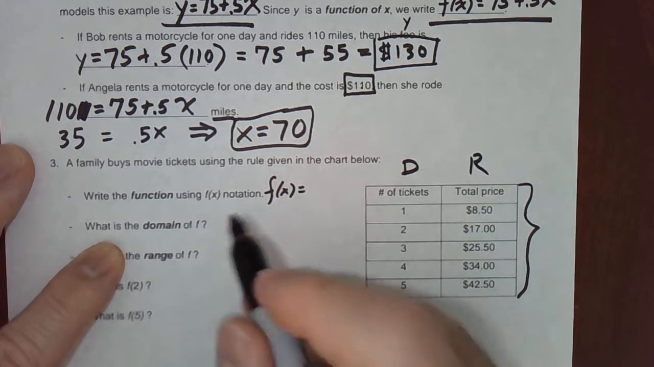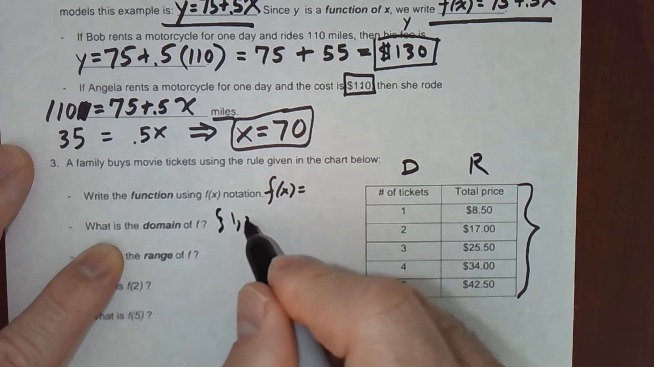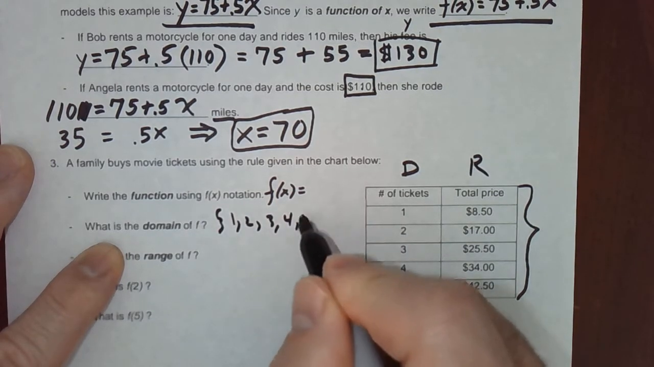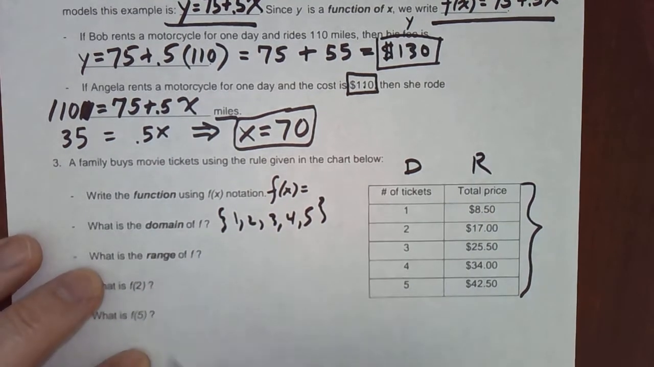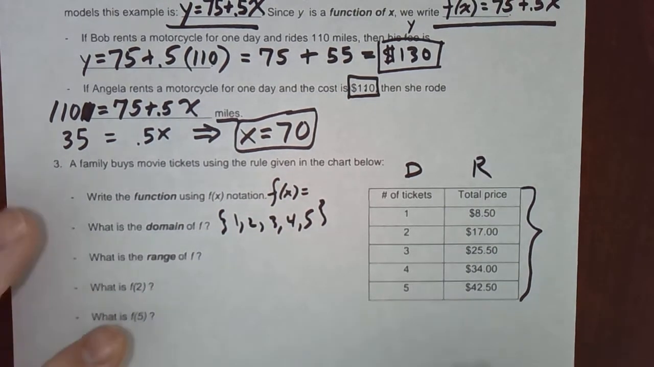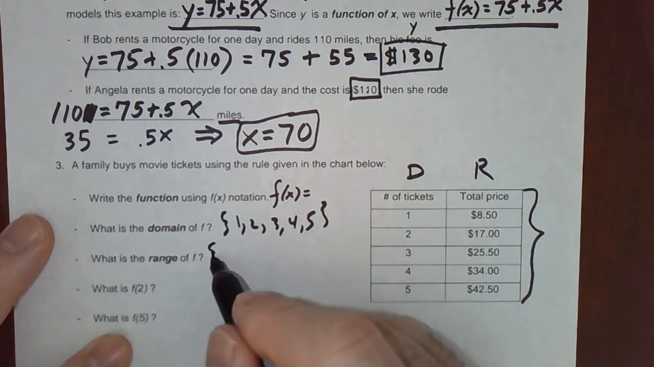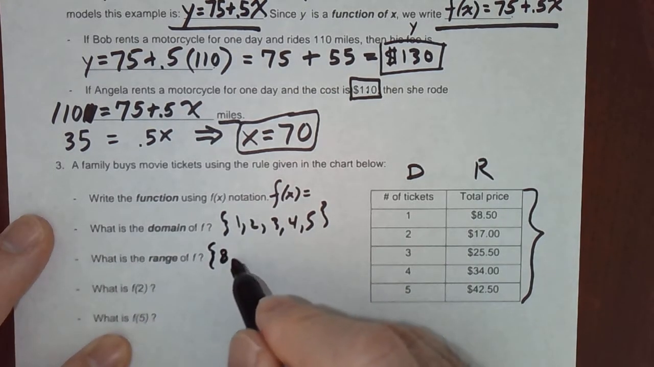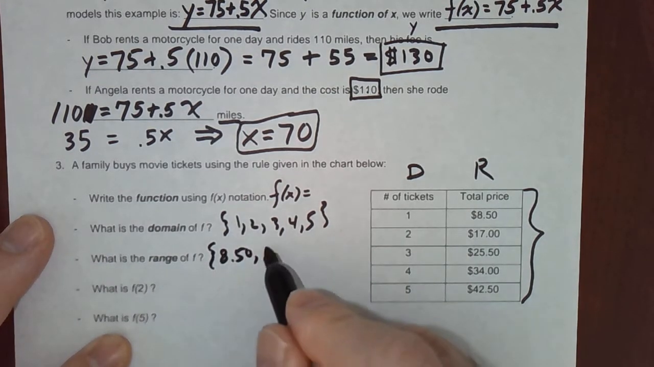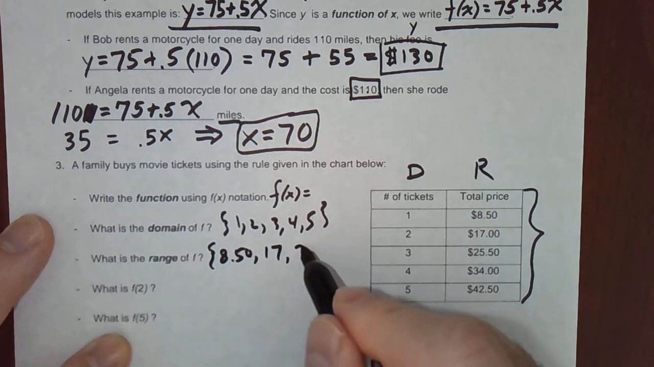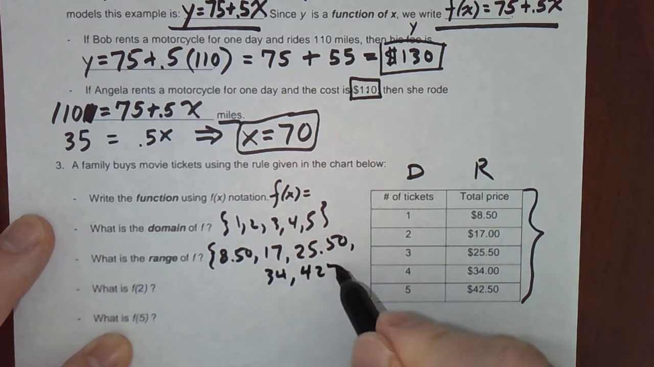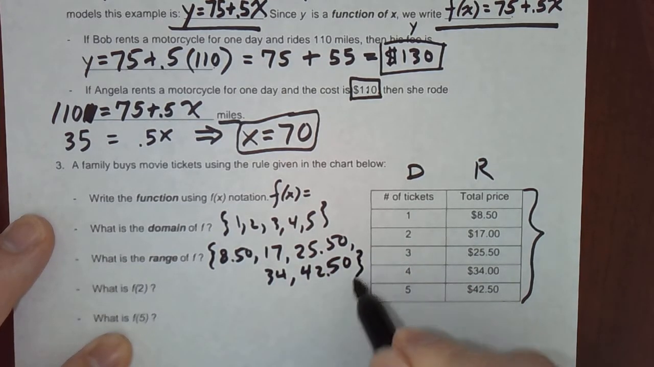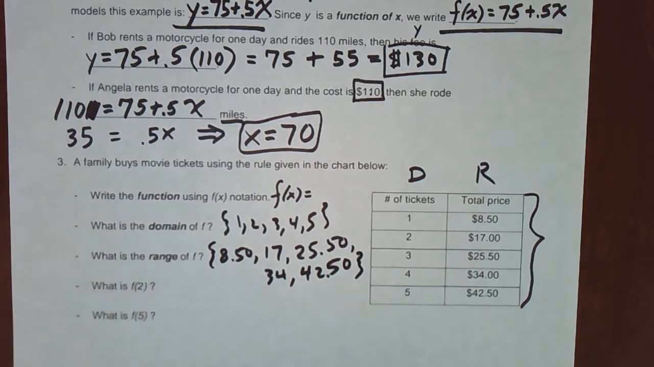So the domain is {1, 2, 3, 4, 5}. And I put squiggly brackets around it because these are sets. The domain and range are both sets. And then the range would be {8.50, 17, 25.50, 34, and 42.50}. I left off the dollar signs.